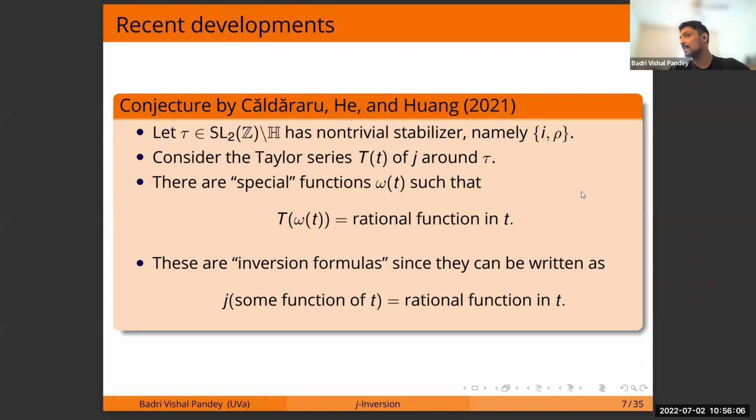So you can think of these as inverse formulas, right? Since the right hand side is a rational function in t, you can solve this. So if you want to solve j of tau equal to some alpha, you solve this rational function equal to alpha, and then you get values for t. Then when you input it here, you get the exact value of tau which gives you that value, right? So you can think of them as the inversion formulas.